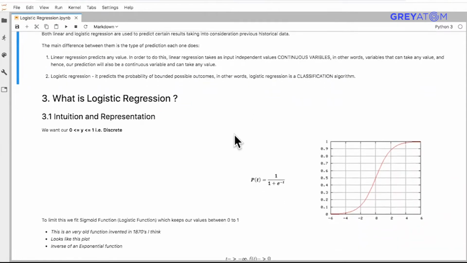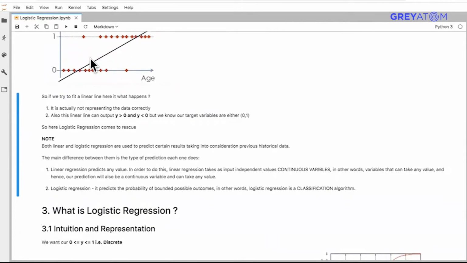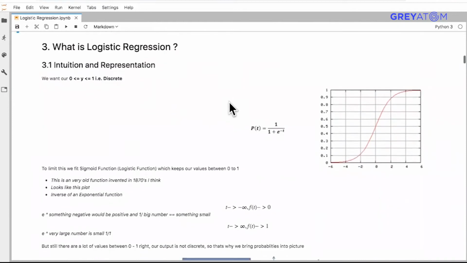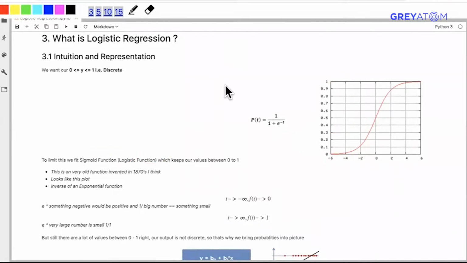Okay, so we just talked about how a linear regression can give us values greater than 1 or less than 0 if we try to fit this line. So how do we solve this problem? This problem is solved by a logistic regression approach. So now our end goal is to keep our y between 0 and 1, or the end goal should be either 0 or 1, right? To achieve this, we use a logistic function. It's a transformation, also called the sigmoid function, which keeps our value between 0 and 1.